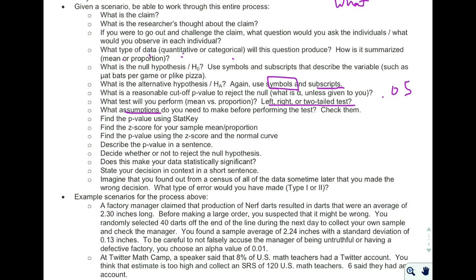You always need to check for random data, like an SRS, and then the other assumptions depend on what you're doing. If you're using a normal curve, you might need to check for certain things for both means and proportions. Need to know how to use StatKey to do your hypothesis test. Need to know how to use the z-score and then the normal curve to calculate a p-value as well. We want to know what the p-value means. It tells you the probability of finding data as high, low, or extreme as you found when you assume that the null is true. And we'll go through specifics later.